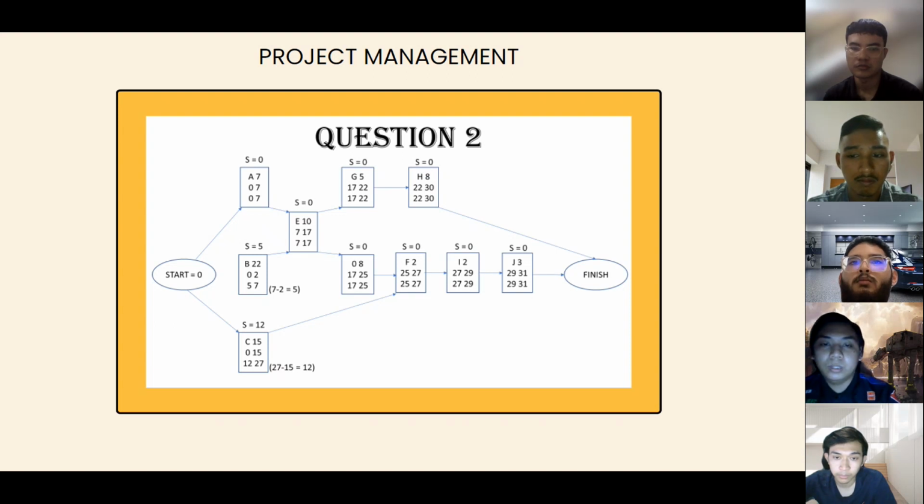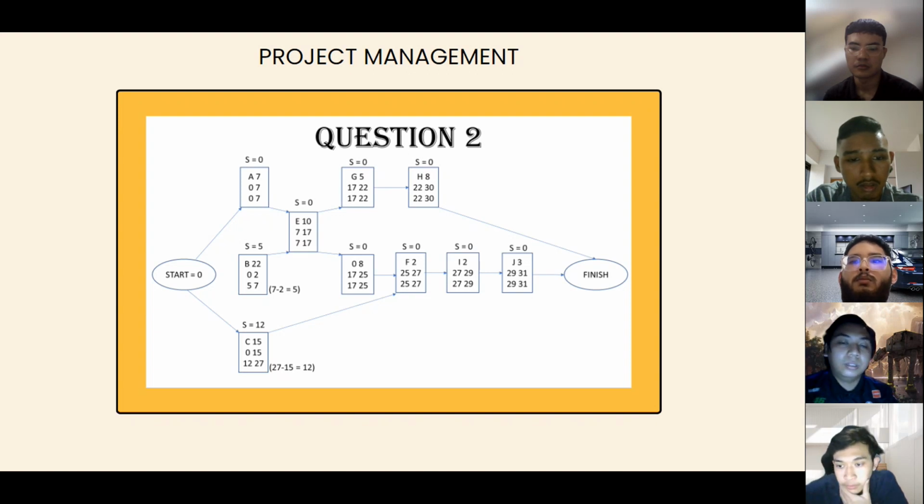We're going to minus 3, then minus 2, and you are going to get 29 on I box. From 29, you are going to minus 2, you are going to get 27. Then go to the F box, you are going to take 27 minus another 2, and you are going to get 25.